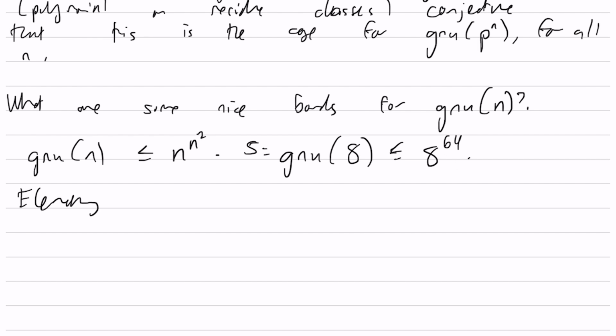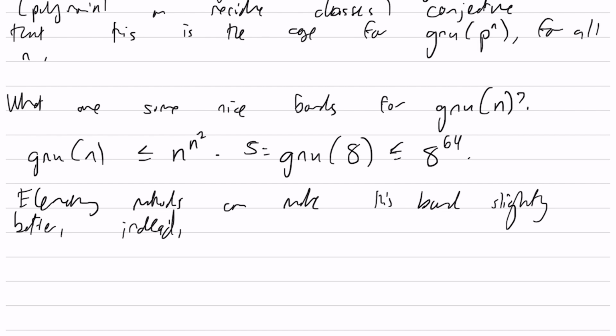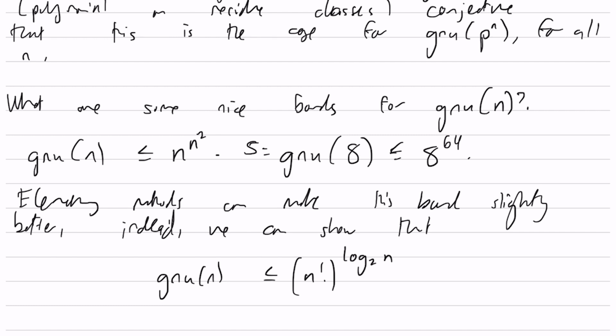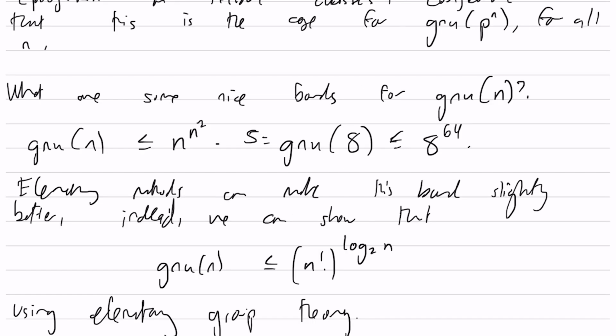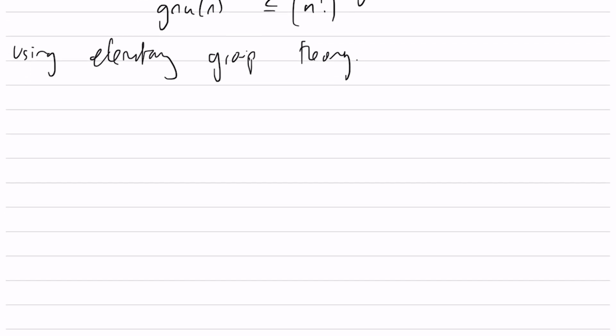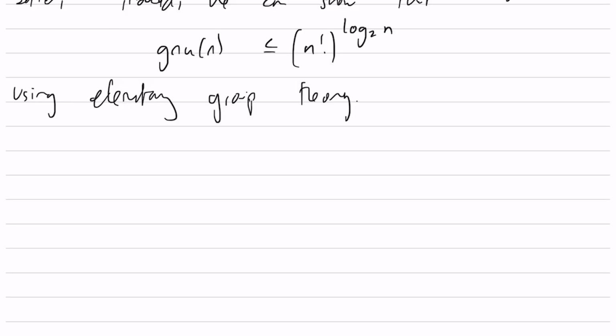Elementary methods can make this bound slightly better. Indeed, we can show that the group number function is less than or equal to n factorial to the power of log base 2 of n using elementary group theory. I may make a video on this particular bound at some point because it is quite a nice proof. But that's still quite a terrible bound. With the n factorial, that obviously grows quite quickly, and then we're taking a power of that.